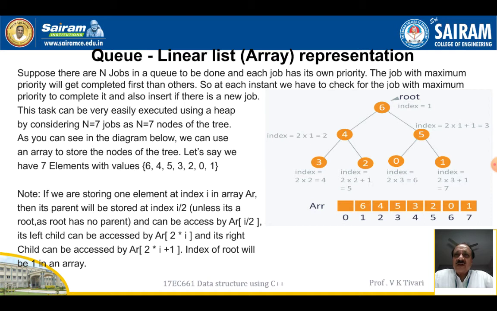Let's say we have 7 elements with values 6, 4, 5, 3, 2, 0, 1, as I have told before. Note, if we are storing one element at index i in array AR, then its parent will be stored at index i/2, unless it's the root, as the root has no parent. Its left child can be accessed by AR[2*i], and its right child can be accessed by AR[2*i+1]. The index of the root will be 1 in the array.